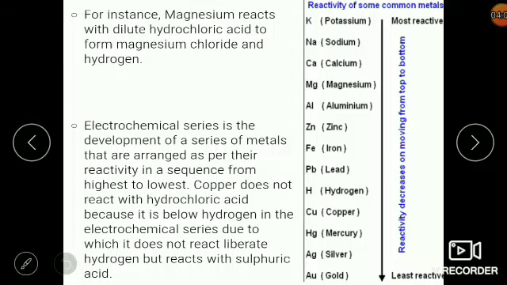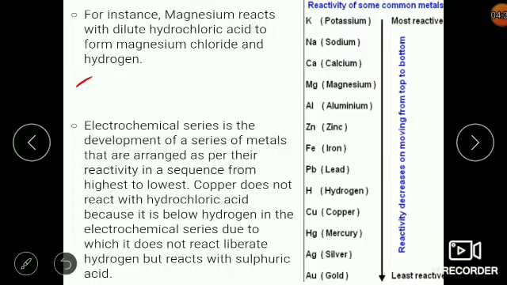Next, two facts are given regarding this acid and metal reaction. First one says magnesium reacts with dilute hydrochloric acid to form magnesium chloride and hydrogen gas. One example is given that magnesium is a reactive metal, so it reacts with hydrogen chloride and forms magnesium chloride salt and hydrogen gas. So no problem with it. In the next, they are talking about the electrochemical series.